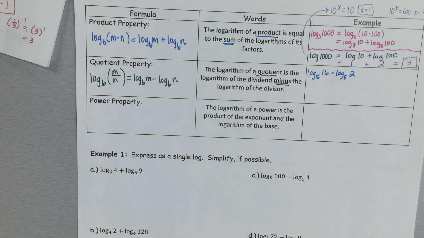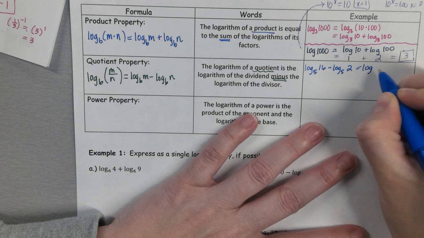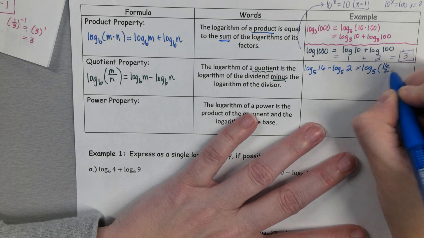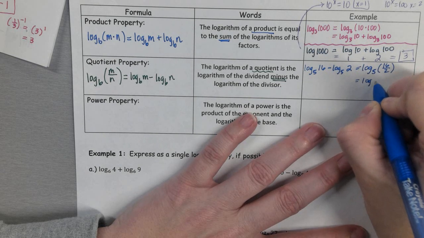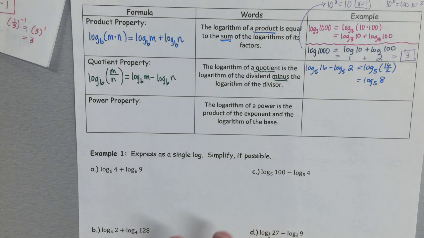Okay, so if it's division, you're going to rewrite log base 5 of 16 over 2, and then what is 16 over 2 reduced to? 8. Okay, so once we practice this, you're just going to jump to 8. For this, I am just going to show you the division part, so log base 5 of 8. Now, can I simplify that any further with mental math?